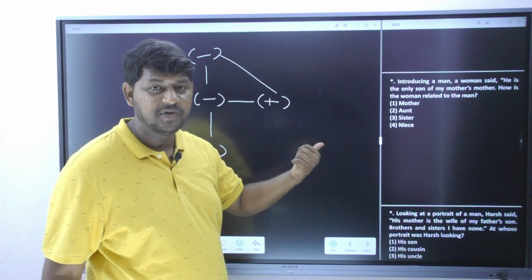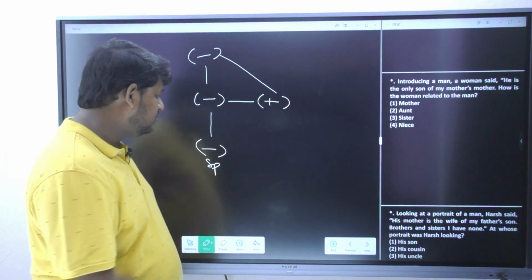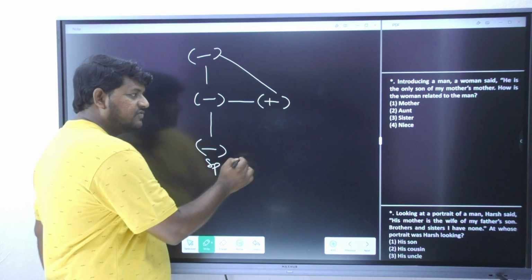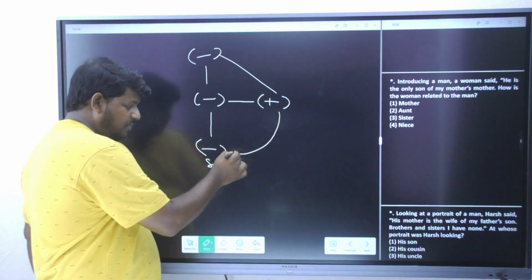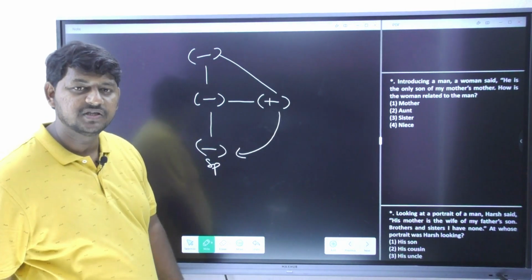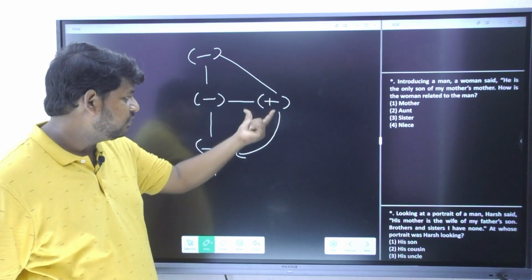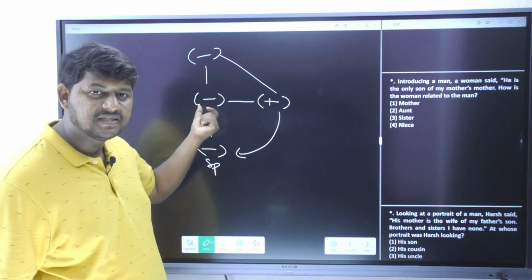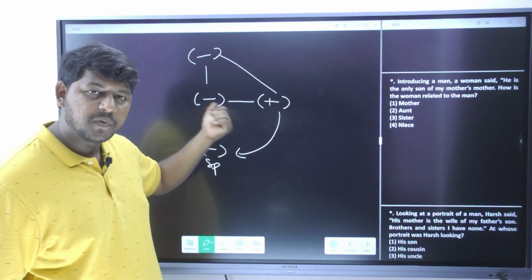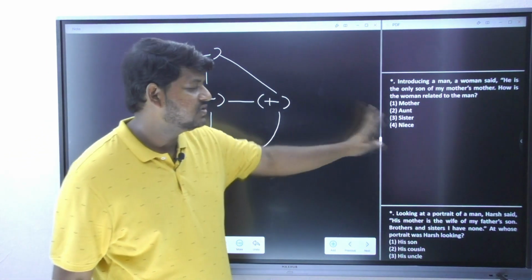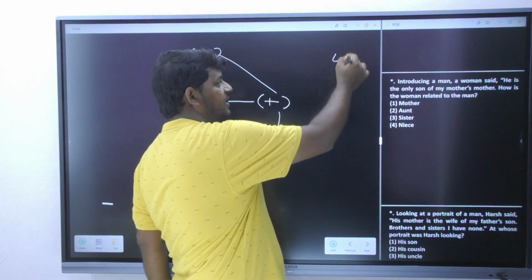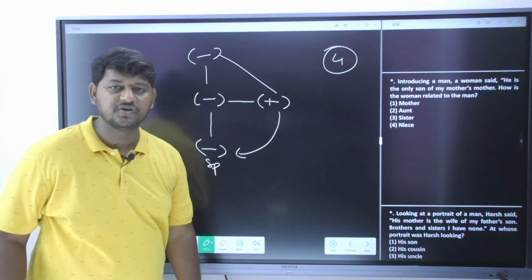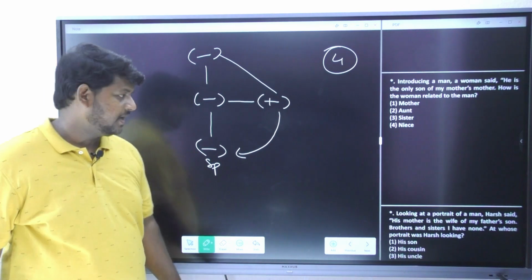Again, your examiner played a trick on you. Now you are not going to understand the question from the speaker's point of view, but you need to understand the question in the reverse order. Now this man is going to call our speaker as what? Your sister's daughter or your brother's daughter. Answer is always your niece. That is option number 4 is your answer. Am I clear? Right, please.